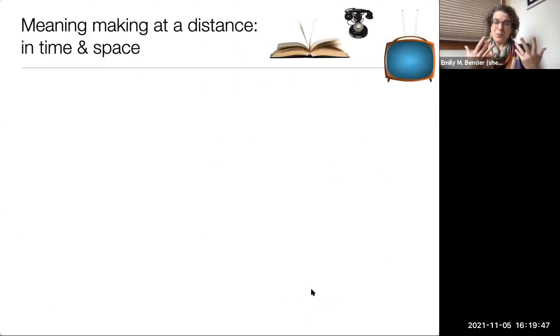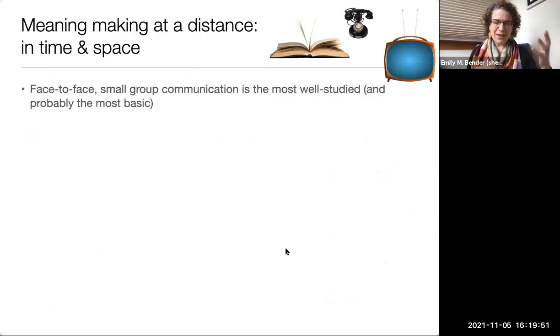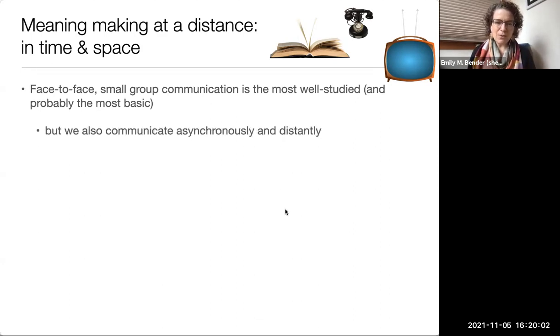All right, so what about meaning making at a distance in time and space? So far, the things I've been talking about are really to do with face-to-face small group communication, and that's the most well-studied and probably the most basic kind of linguistic activity. But we also communicate asynchronously and distantly, and we apply the same skills in doing so.